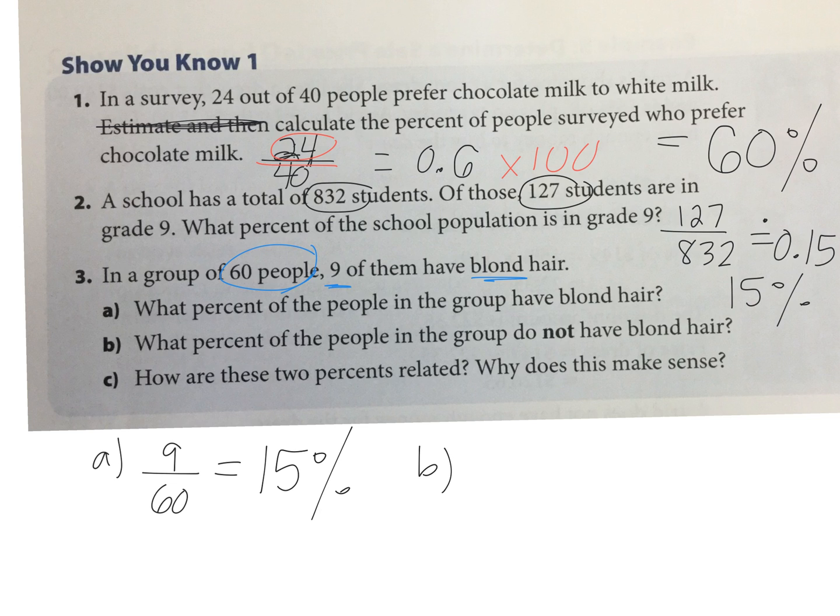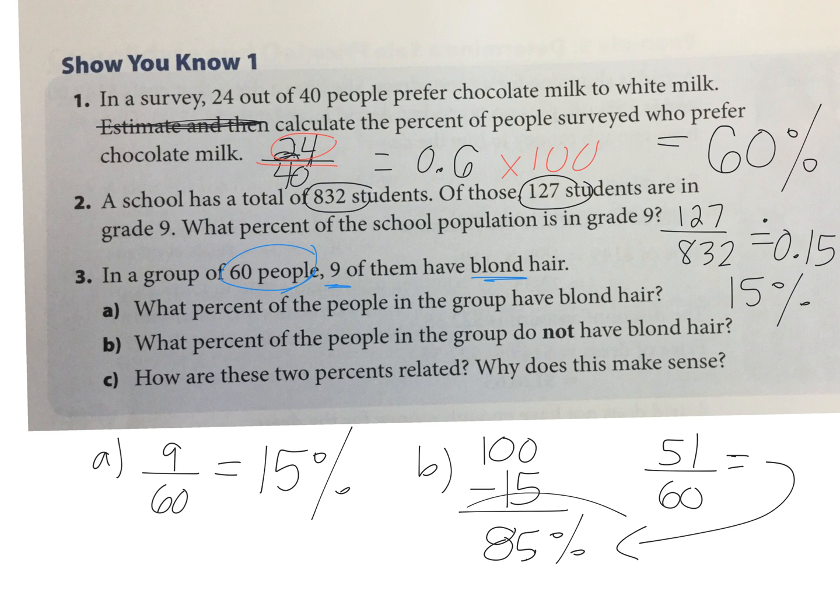What is percent out of? 85. How did you get that? 100 take away 15 equals 85%. That's one way to do it. Or we can actually calculate the number of people. If 9 people out of 60 have blonde hair, how many people don't have blonde hair? 51 people do not have blonde hair. What's 51 out of 60?